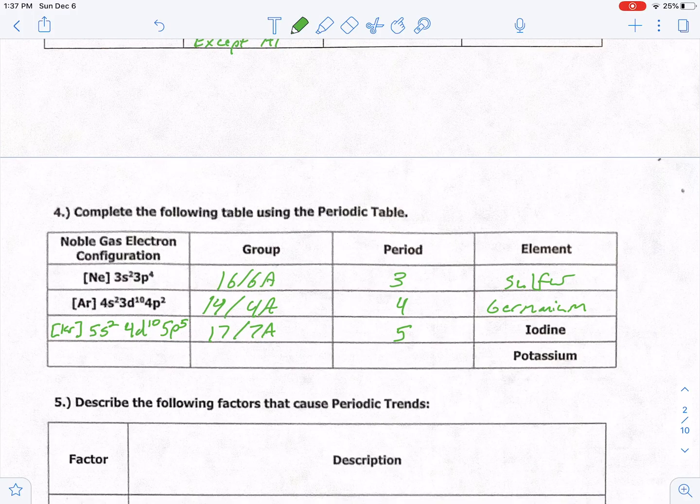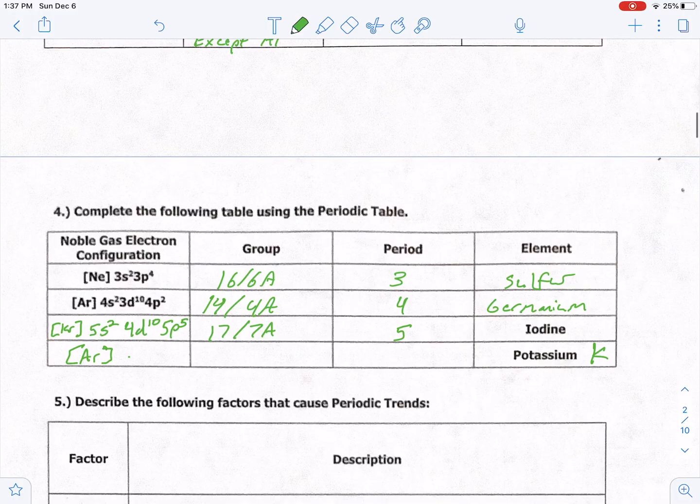All right, potassium, you're going to look at potassium on the periodic table as abbreviated letter K. Okay, so just in case you need to see that, K. So that would just simply be argon would be the last noble gas before it, and then it would land on 4s1. So that one's pretty simple. So that is in group 1/1A, and then that would be period 4.